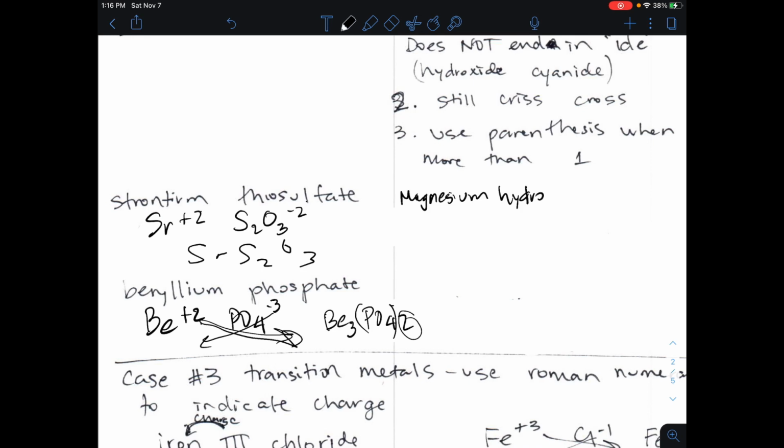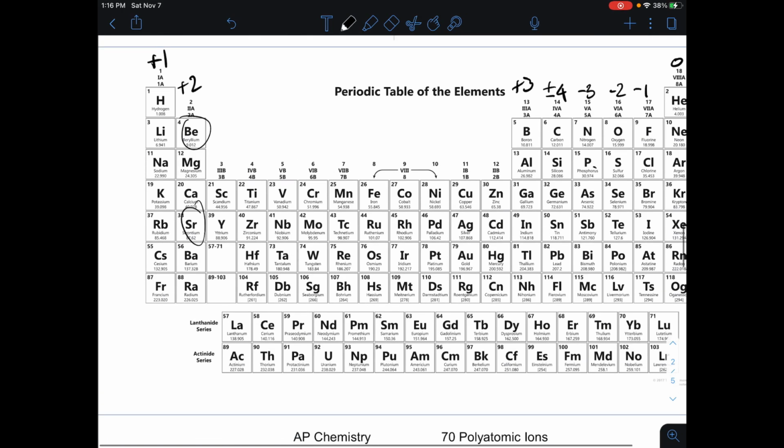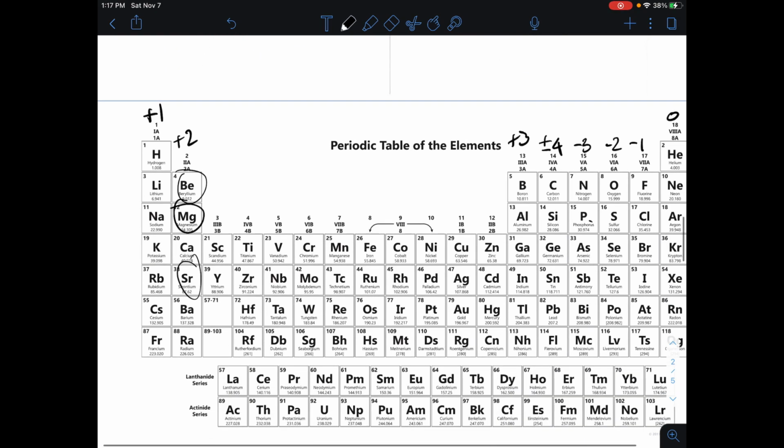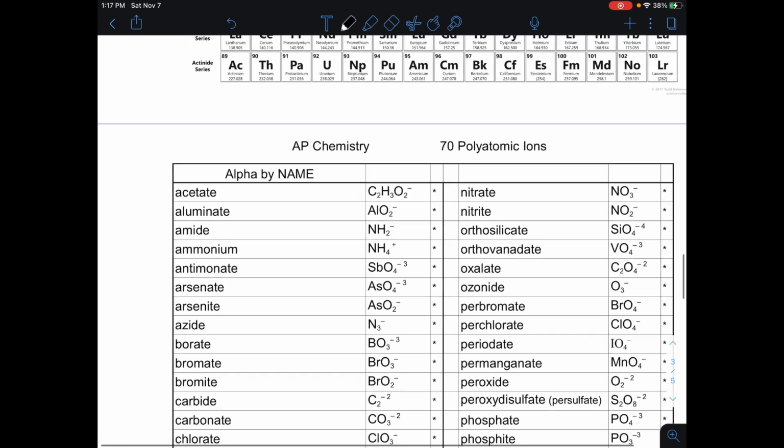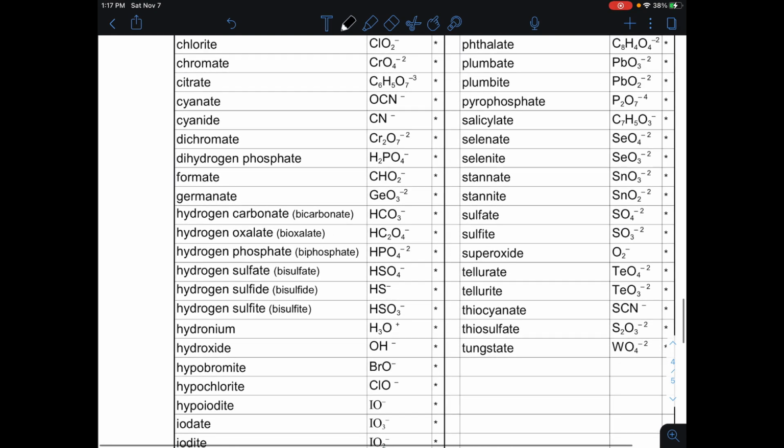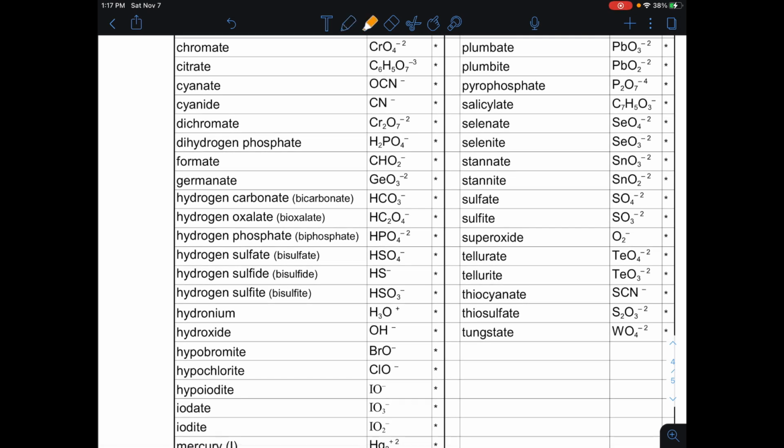A couple others you want to be careful of, like one would be magnesium hydroxide. When you're doing these parentheses, actually you should just take a second right now, pause it, see if you can get it. And when you look everything up, magnesium is +2. It's right here, magnesium. And then hydroxide, there's no hydroxide on the periodic table, so instead you're looking for hydroxide here on the polyatomic ion list, and you can see hydroxide is right there. It's got a -1 charge.